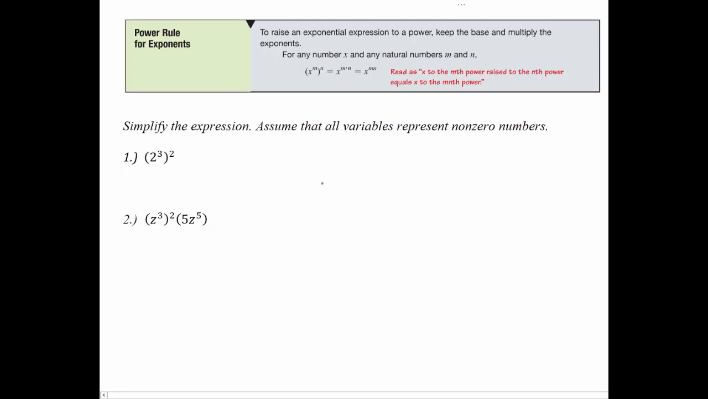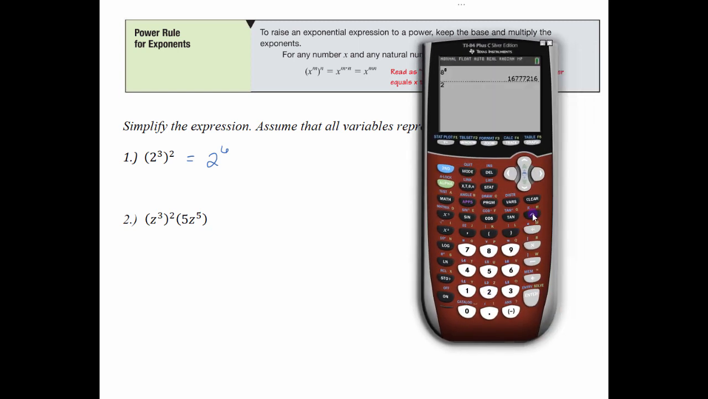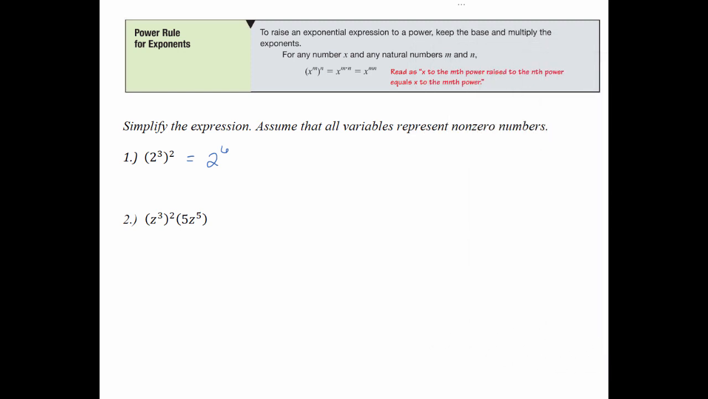This is called the power rule for exponents. So if I have some exponential expression and it's raised to another exponent, then it's that base to the exponents being multiplied together, or x to the mn. So if I have 2 cubed all squared, we can say that this is 2 to the 3 times 2 is 6, and we can do 2 to the 6th on the calculator quickly. 64.